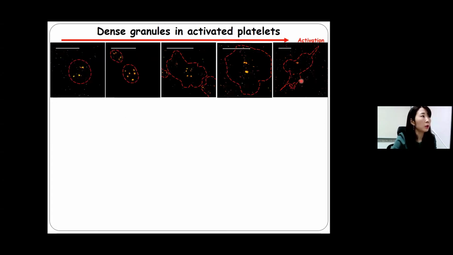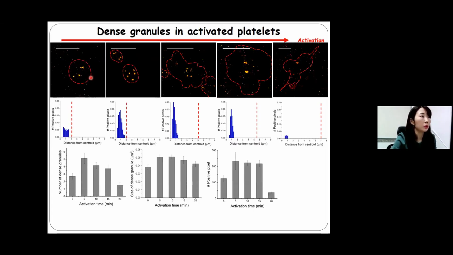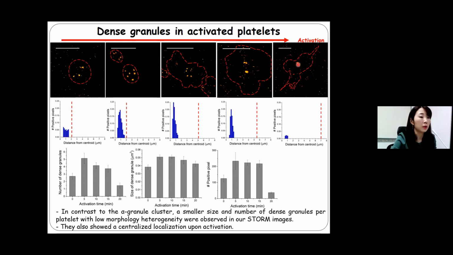And in a similar way, dense granule also shows the centralization as shown here. So in conclusion, all of the double membrane organelle and secretory granule show the centralization upon activation. Then our next question was what triggers decentralization of organelles?